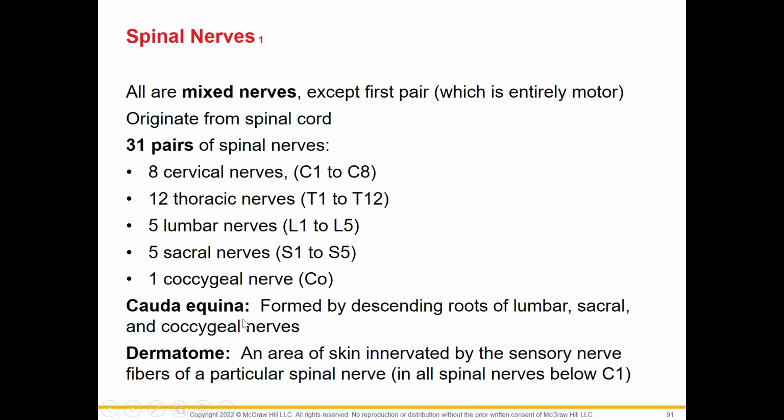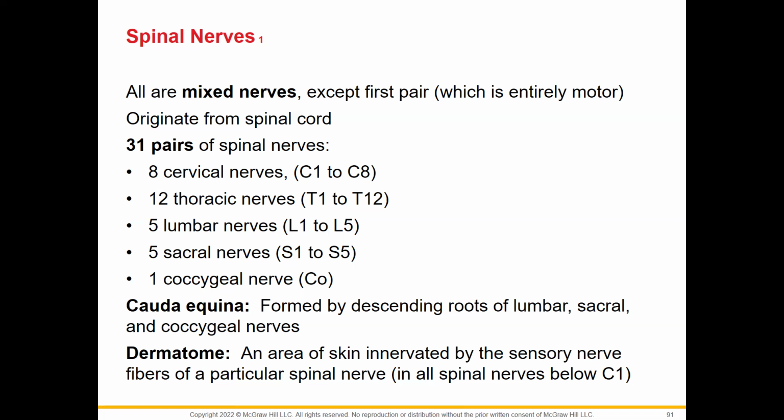The cauda equina is formed by the descending roots of the lumbar, sacral, and coccygeal nerves. So these nerves, even though after L1, L2, they're not associated with the spinal cord anymore, they're still in the vertebral column, vertebral canal, but they are individual nerves. That's why it looks like a horse's tail. And then they exit the spinal cord at their respective locations.